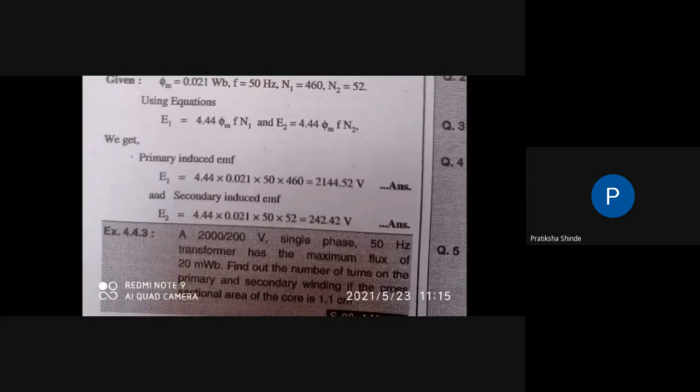Next, a single phase 50 hertz transformer having a maximum flux of 20 milliweber. If we want to convert that 20 milliweber into Weber, how can we convert it? Multiply 20 into 10 raised to minus 3. That will be converted into Weber. So phi m is 20 into 10 raised to minus 3 Weber. Next, find out the number of turns at primary and secondary, if the cross-sectional area of the core is 1.1 centimeter square.